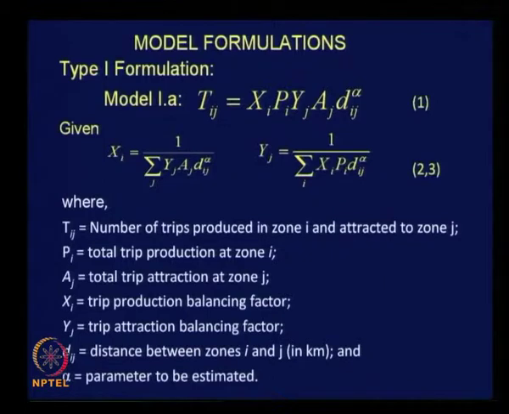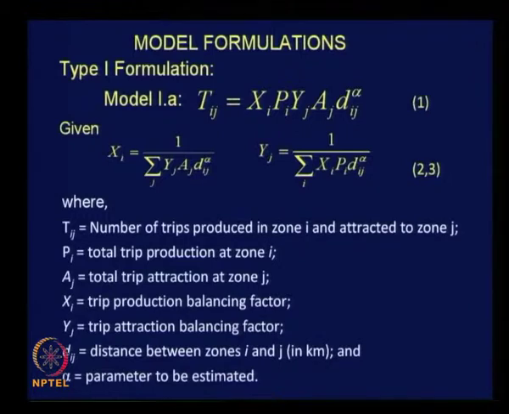And Pi total production at zone i, okay. For calibration it is the base year value. Aj total trip attraction at zone j, and xi trip production balancing factor, yj trip attraction balancing factor, and dij distance between zones i and j. I said distance, not time, in kilometers, and alpha parameter to be estimated.